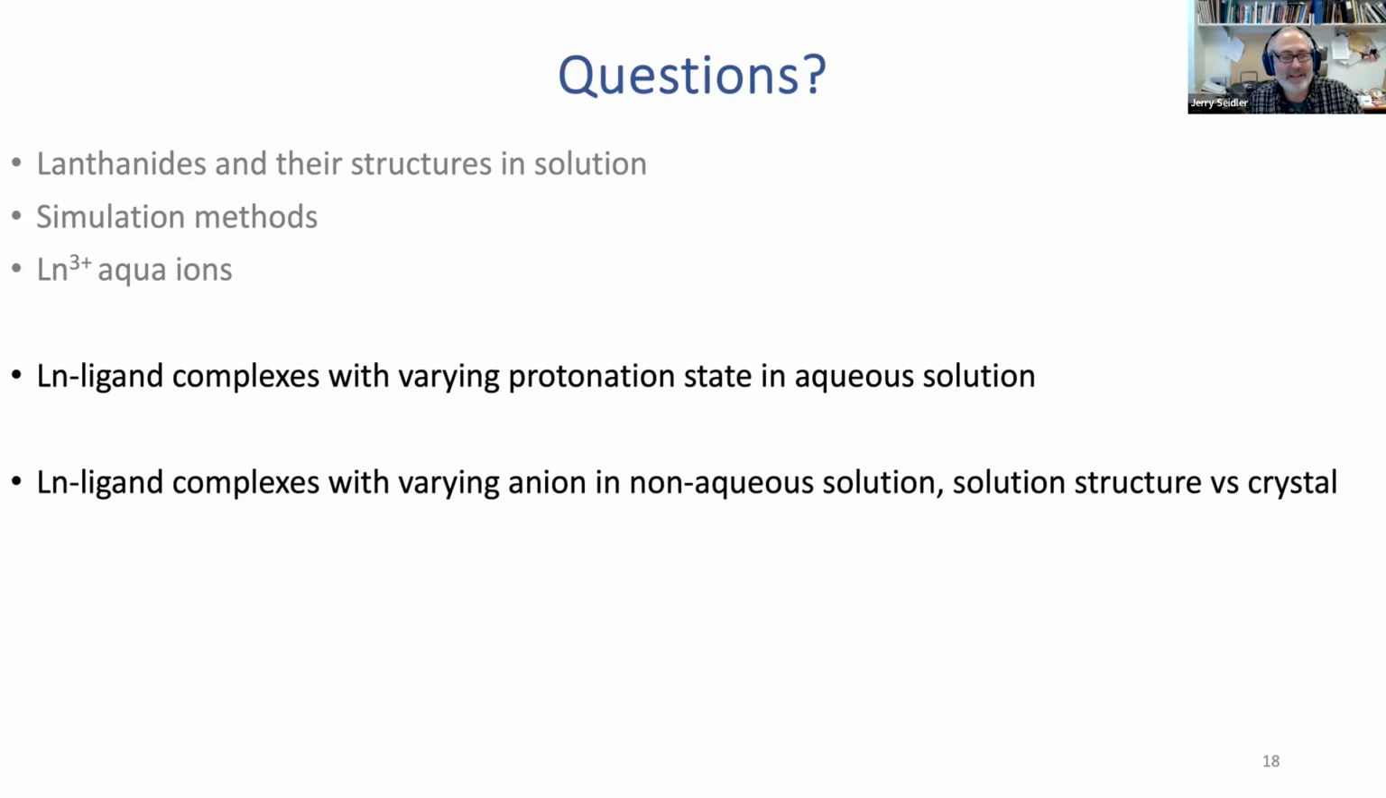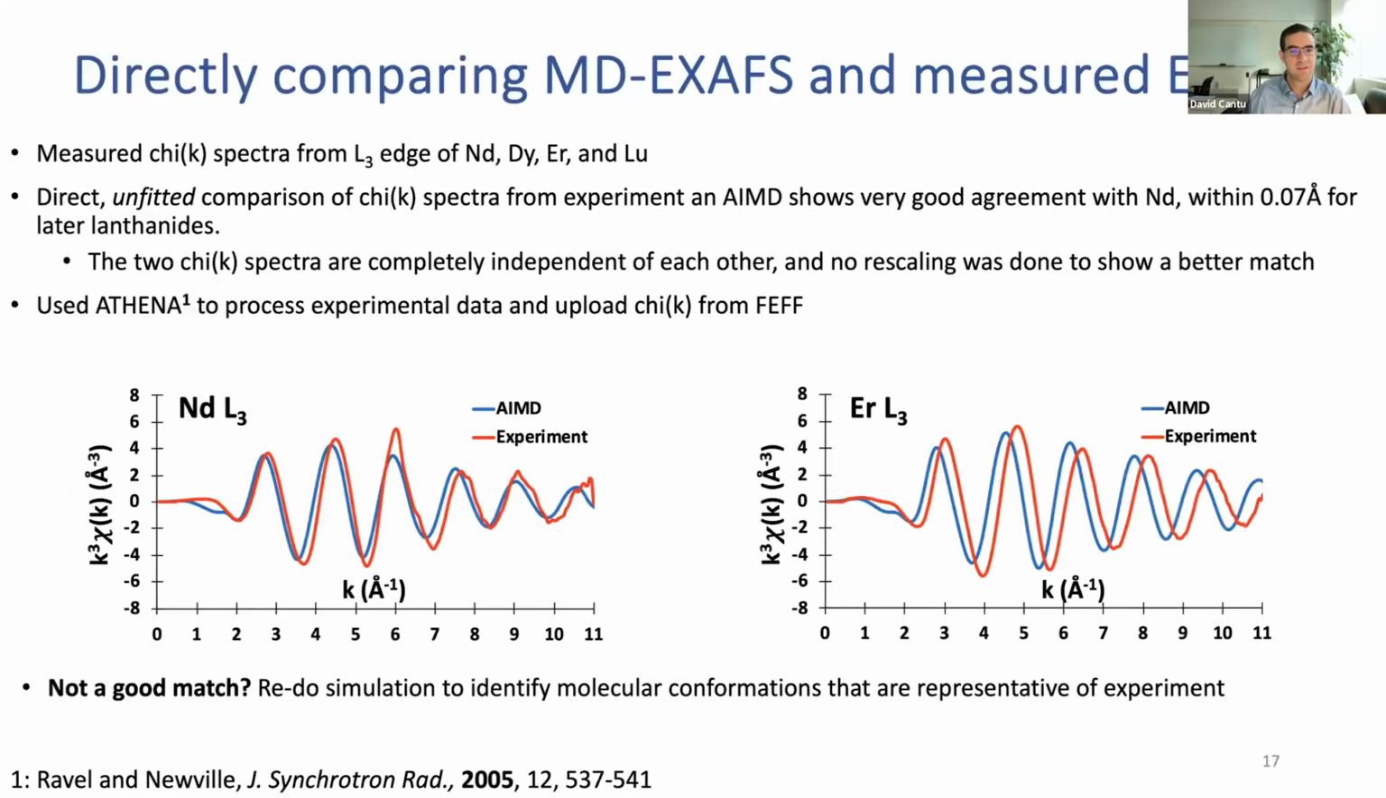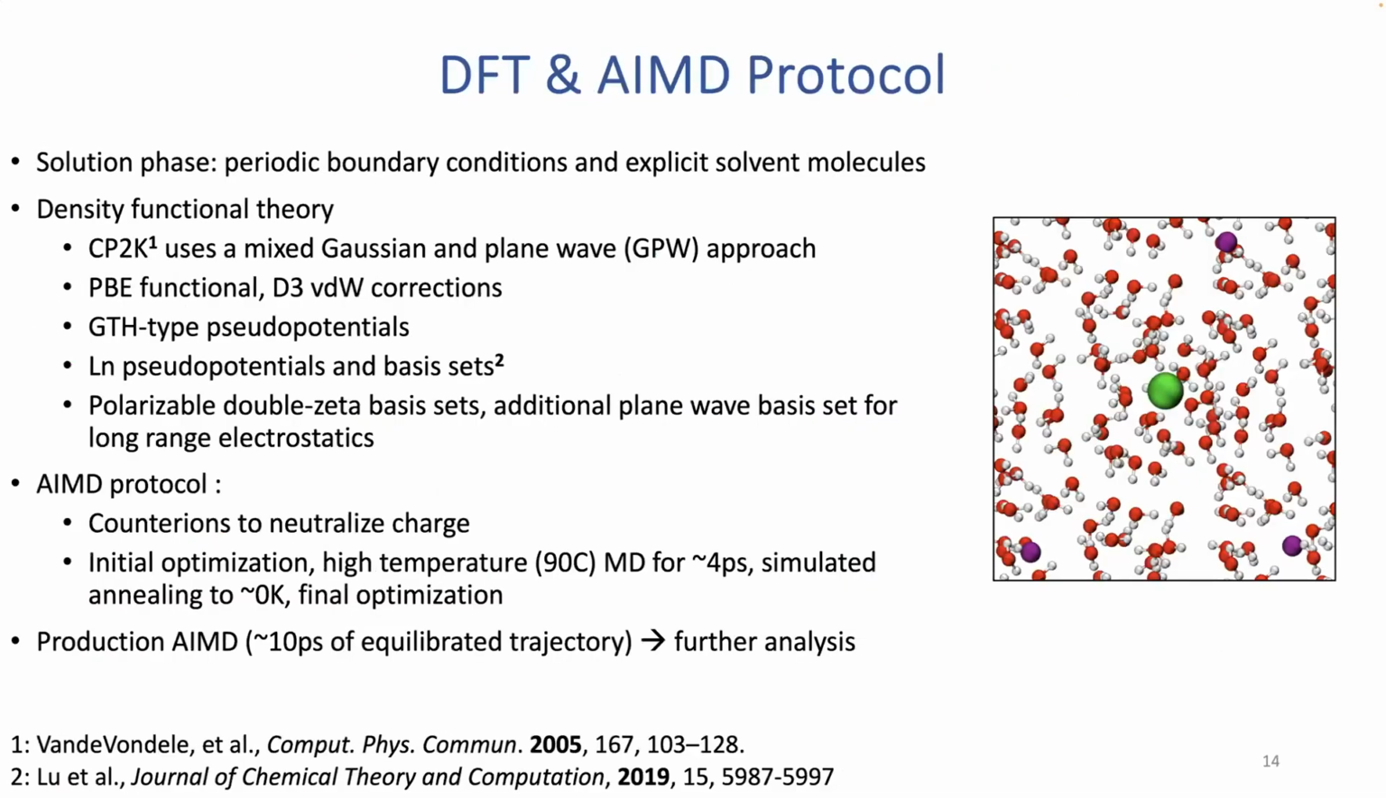Yeah, hi. I was wondering, you said that the final simulation was done at 0K. And so I was wondering how you got the radial distribution right in the absence of thermal motion, or was the final production run done at a higher temperature?